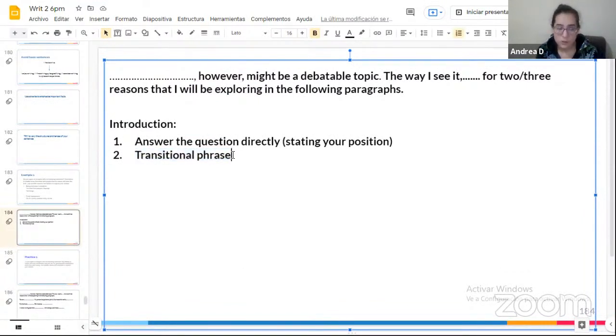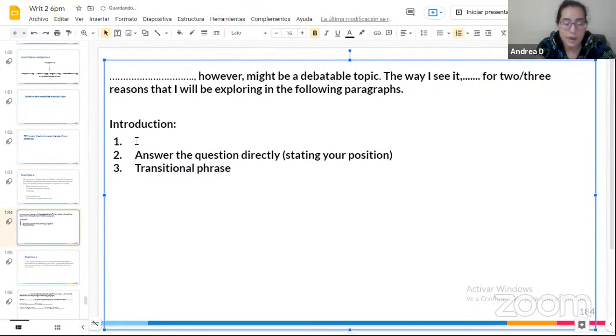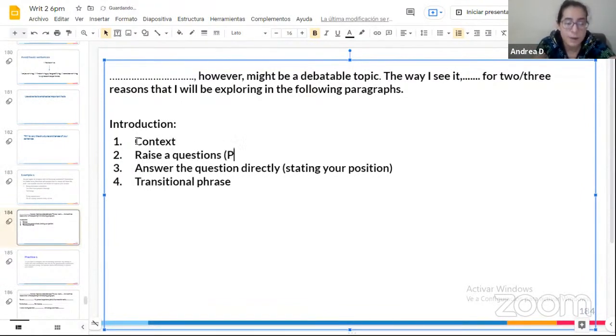However, once you're done with your essay, you write everything that you need to write. You write the intro, you write your body paragraphs and the conclusion. If you have extra time and you want to make it better, then you can go back and add two more things. So it will be a bit of context. It's going to be the first sentence in which you talk about the topic in general. And then you can raise a question, which basically means paraphrase the question that you have. And then you have the other two elements that we already talked about.